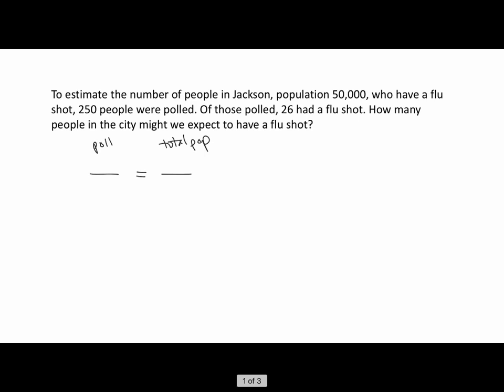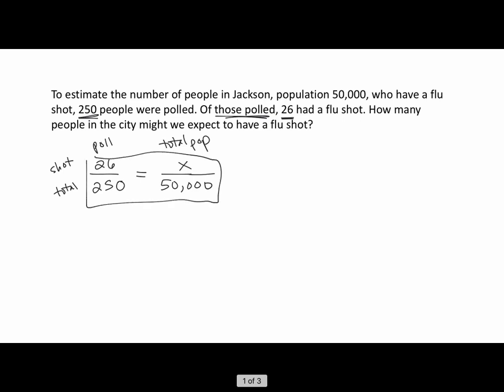So of those polled, right here, 26 had a flu shot. So 26 had the flu shot out of how many total? 250 that were polled. So we expect that out of 50,000 total population, some number of those, based on this percentage of the poll, would have received a flu shot. So this sets up our two ratios in proportion.